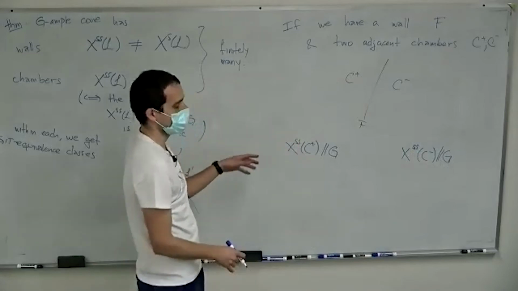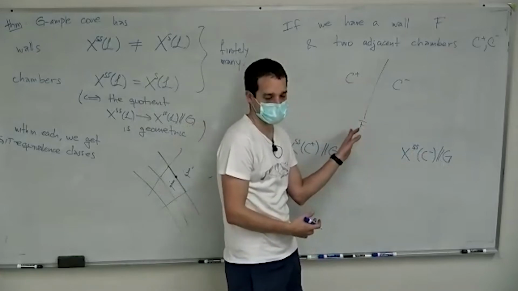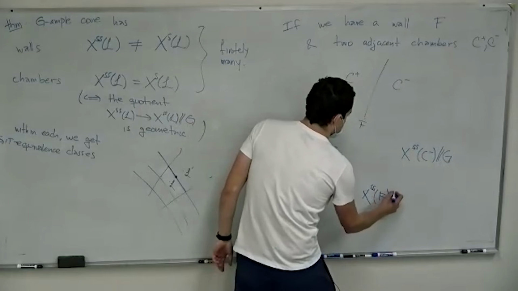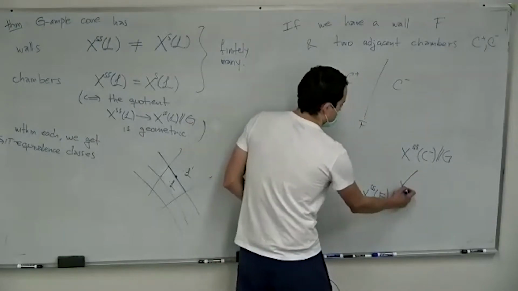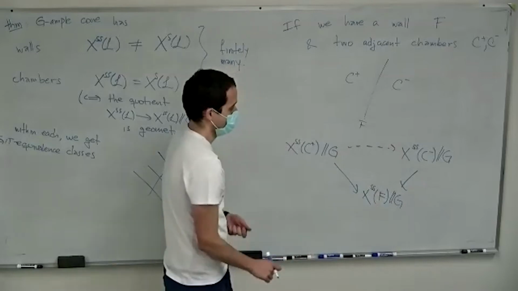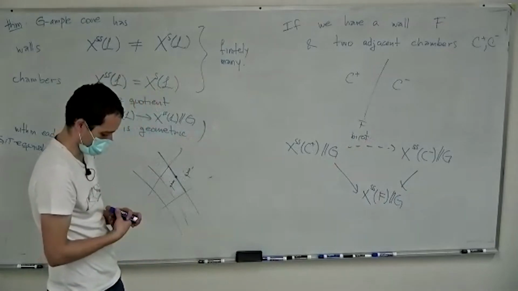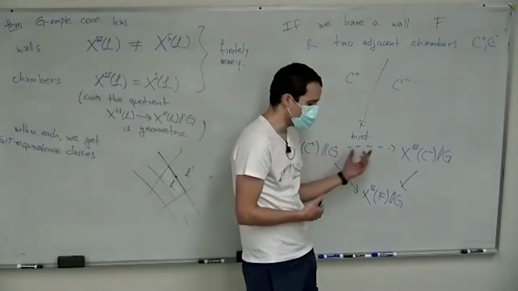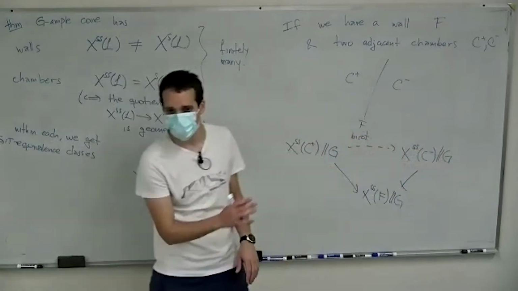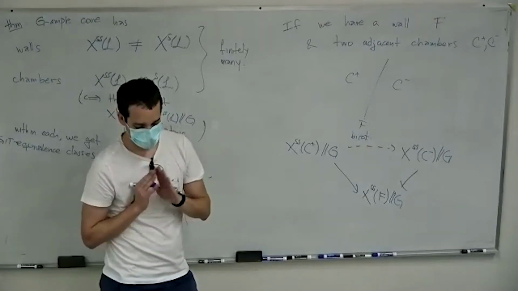So those two are actually related to each other via the quotient of the wall. If you do this quotient, both of these map to this one, and these two maps are birational, so that already gives you a birational transformation between these two. So not only are they birational, but this is a quite explicit way to say what the birational map is. This and the inverse of that is the birational transformation that relates two adjacent chambers.